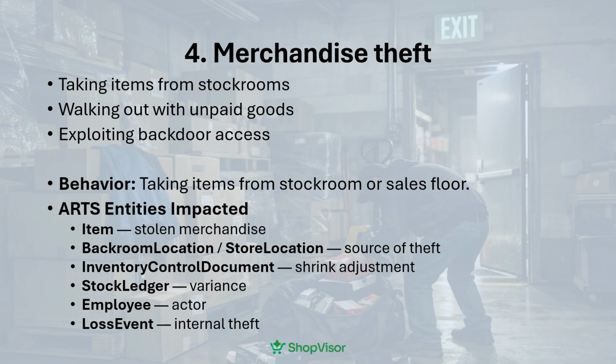And you exploit backdoor access. The behavior is just taking items from the stockroom or the sales floor. The ARTS entities, of course, the item, that's the stolen merchandise. The backroom location or store location, that's where the theft occurred. The inventory control document, this is the shrink adjustment. The stock ledger will have a variance. You think you have more than you really do. The employee is the actor, and the loss event is the internal theft.